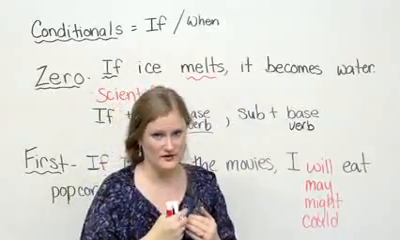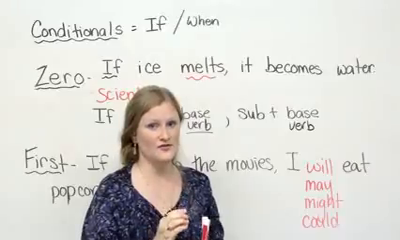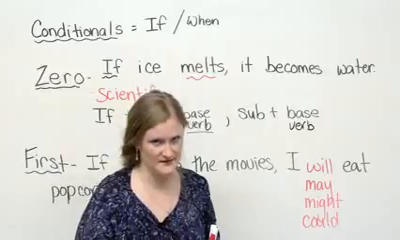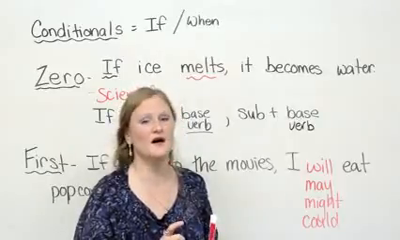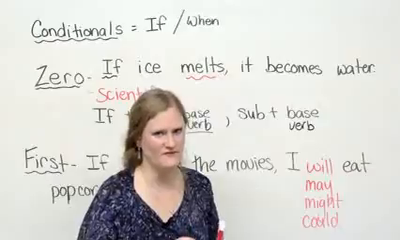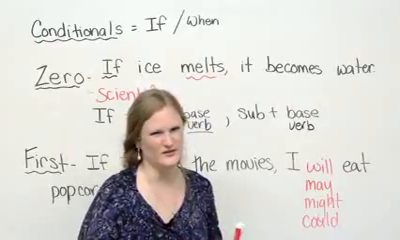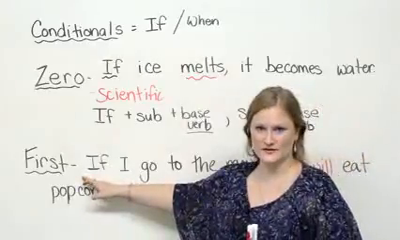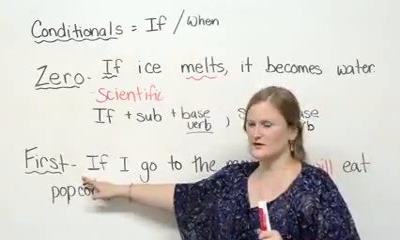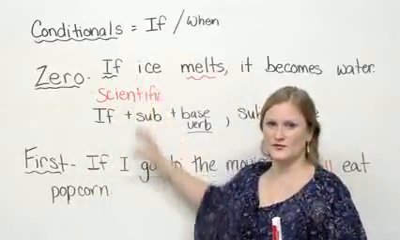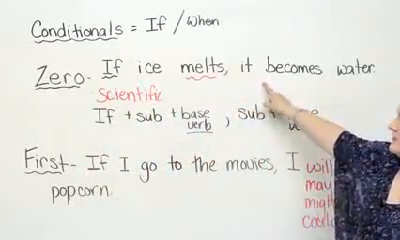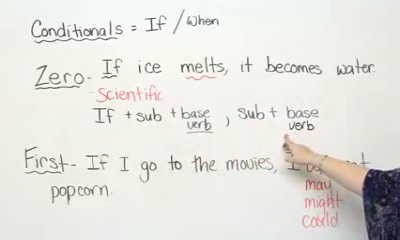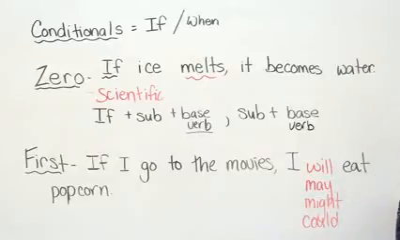If I drink 200 shots of tequila, I will be very sick. I might die, but I become sick. Violently sick. I don't want to do it. Okay? The next one is your beautiful first conditional. I just want you to look at the difference in the composition. Zero conditional is if plus subject, base verb, subject plus base verb again. Take a look at this sentence.